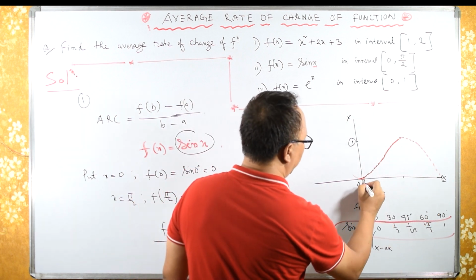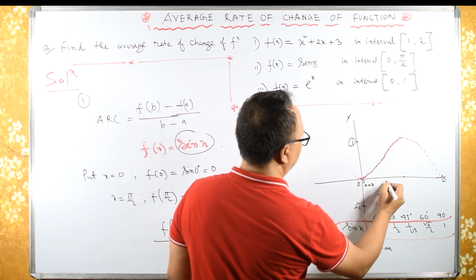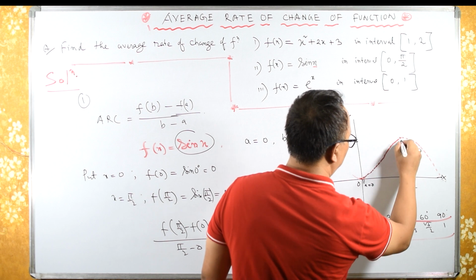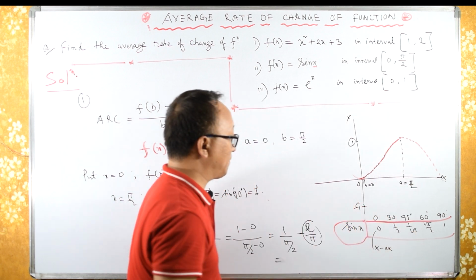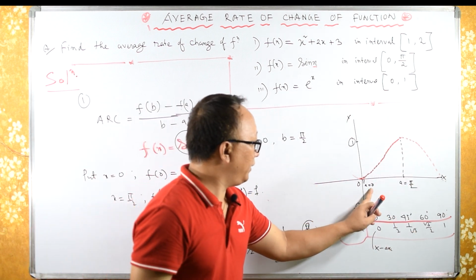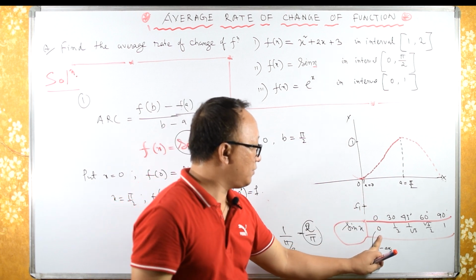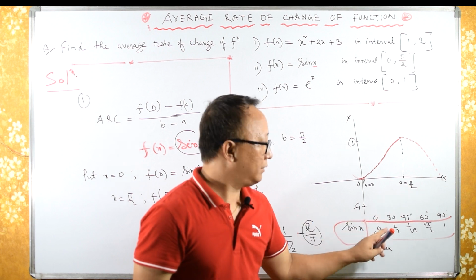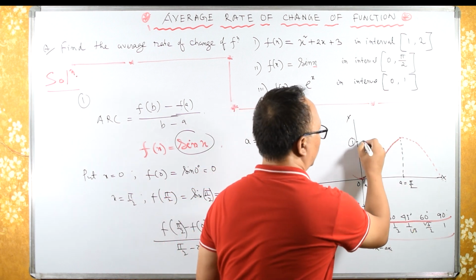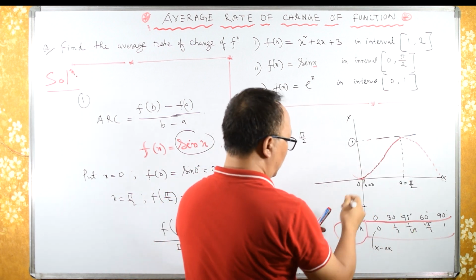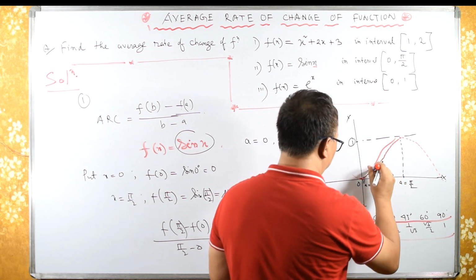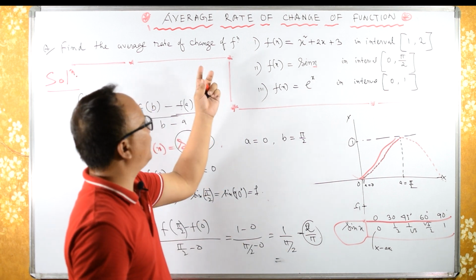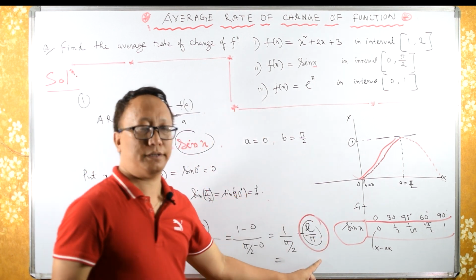Let's say here a equals 0, and here a equals pi by 2. Now here when a equals 0, the value is 0, and then this curve increases till 90 degree, where the maximum is 1 over here. So from here to here, the average rate of change of the function is 2 by pi.